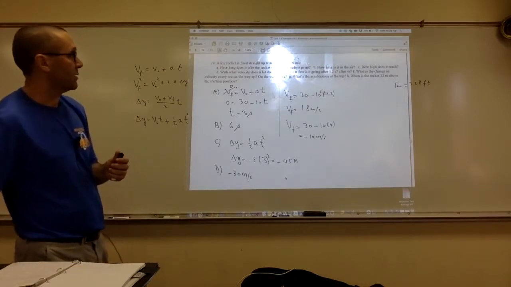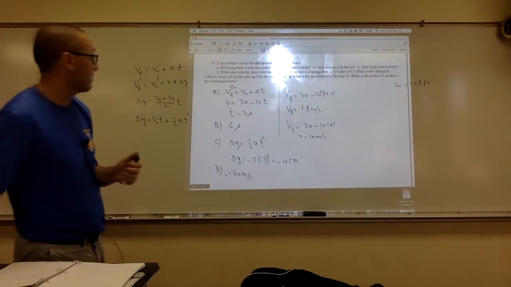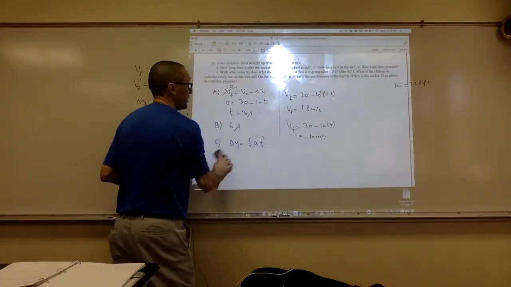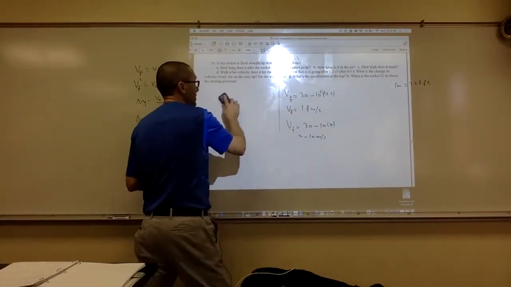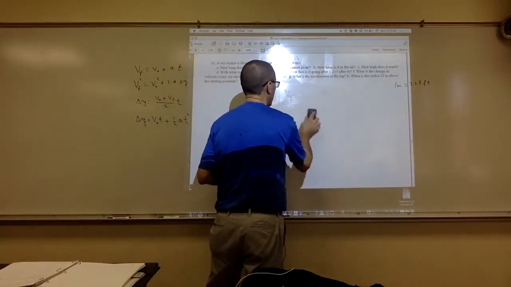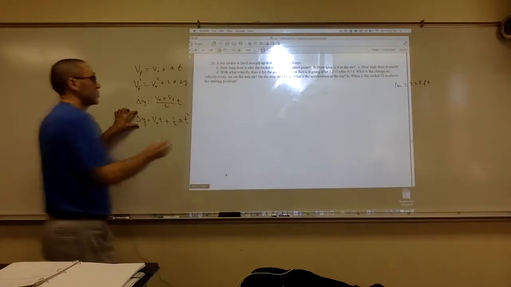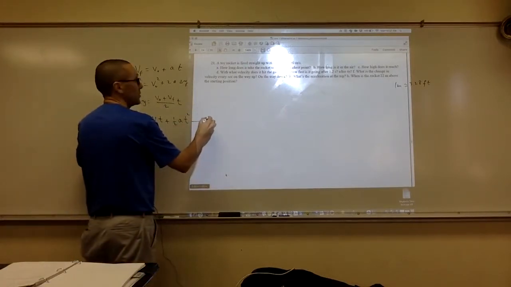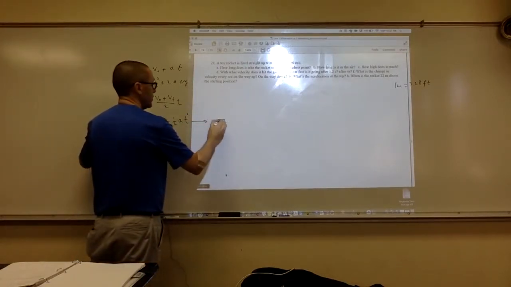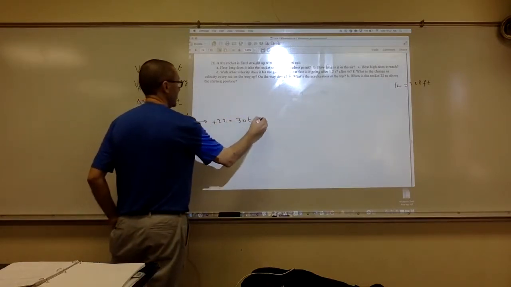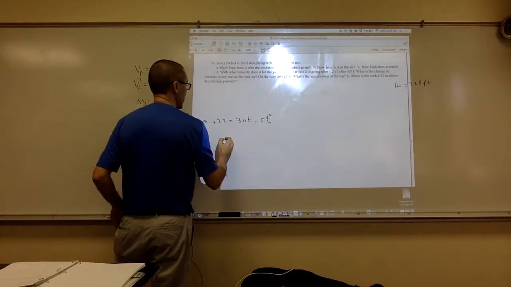When is the rocket 22 meters above the starting position? So now, it's going to hit the 22 meters twice. Once on the way up and once on the way down. So we have to use the equation that has the time squared in it. So I'm going to use this equation. So it's positive 22 equals 30 t minus 5 t squared.